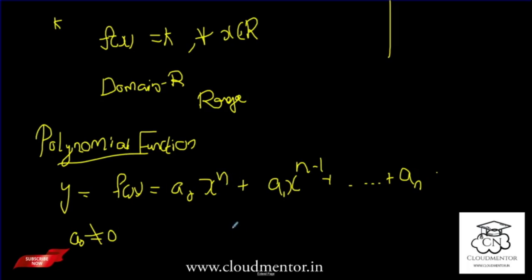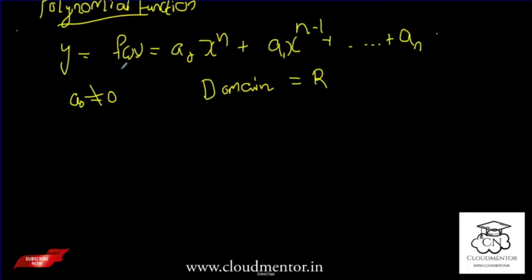The domain of f of x will be equal to R, while the range varies from function to function. The next type is the rational function.